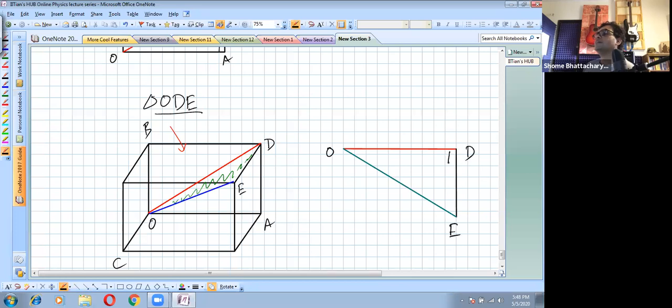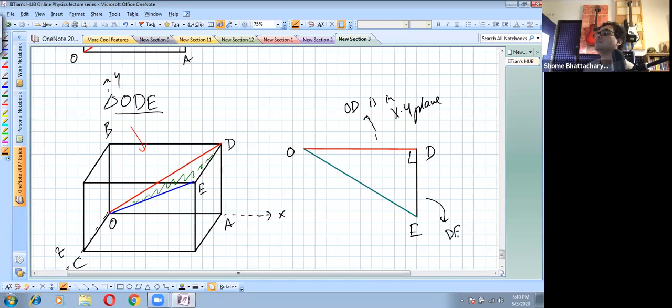Now the big question mark is why this angle is 90. You can understand that OD is in which plane? It is in the XY plane. This is your XY plane. This was our X-axis to begin with, this was your y-axis and this is your z-axis, and this edge DE is along which axis? It's along the z-axis. So that is why they are perpendicular. Okay. And that's it. Now you're done.